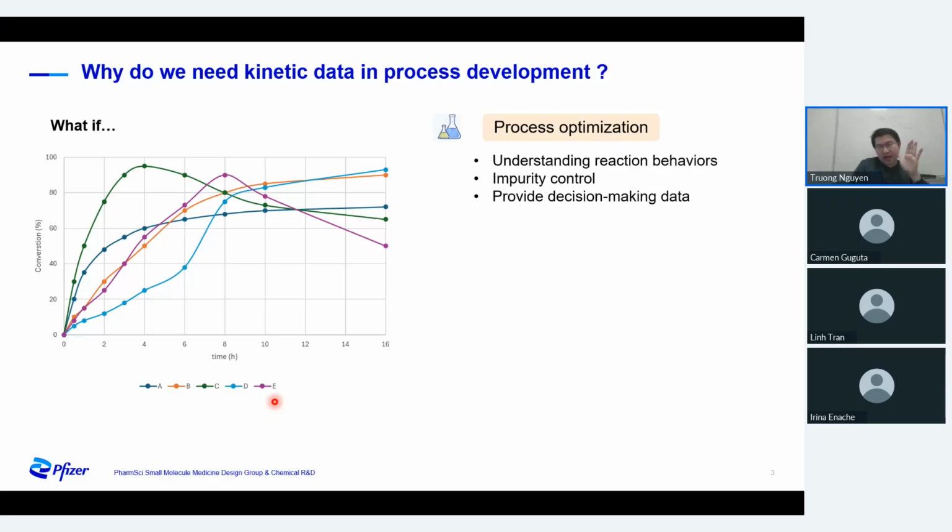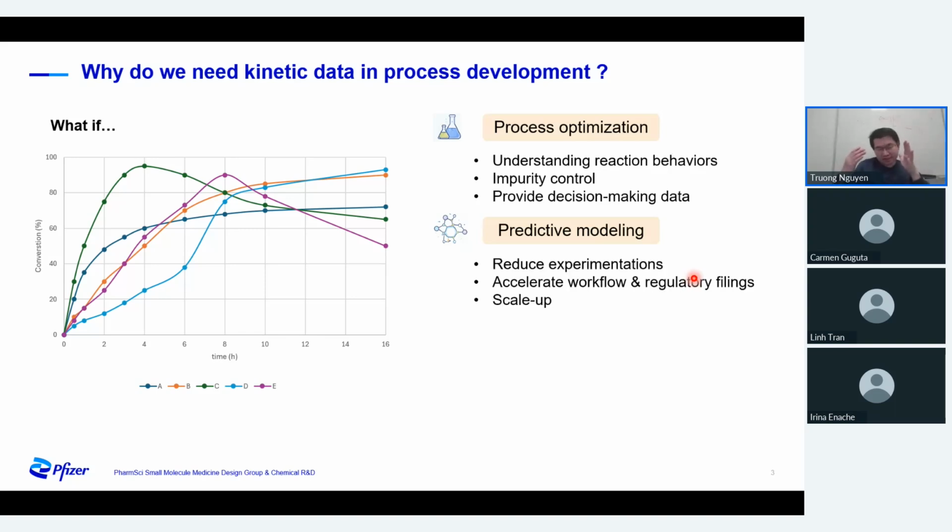The second one, at a higher level, is predictive modeling. Kinetic data is very useful because when you have a good kinetic model, you can significantly reduce the experimentation later on. A lot of the time, it can significantly accelerate the workflow and even the regulatory filings at the late stage of process development. And of course, it can be used at a higher level for scale-up in process chemistry.